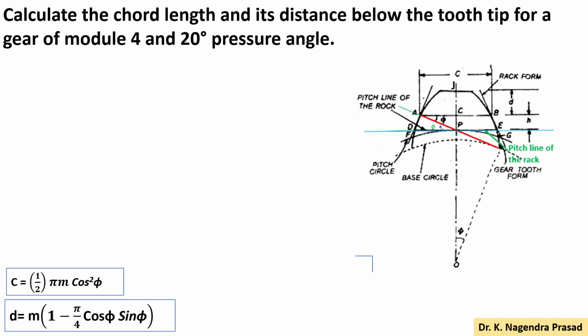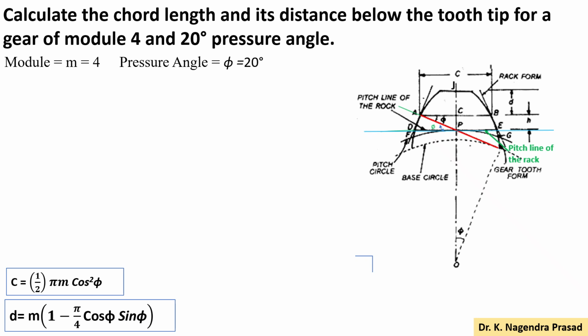So let's observe the given data. The module is given, m equals 4, and the pressure angle phi is 20 degrees. Observe that the chordal length and the distance below the tooth tip small d involve only the m value and phi value. In the data, the m value as well as the phi value are given. Then we substitute these values and we will get the answer.